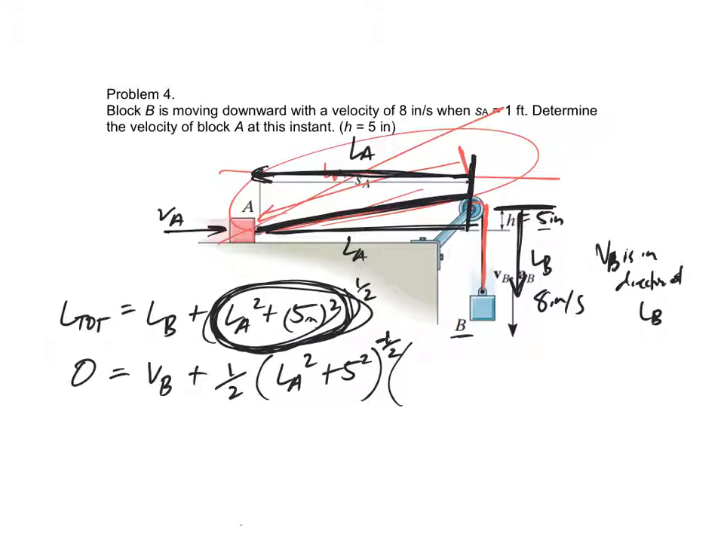Well, derivative of LA squared plus 5 squared, derivative of 5 squared is 0. It's a constant. But the derivative of LA squared is, derivative of something squared would be 2 times that. And I need to take the chain rule again and take the derivative of what's inside of this parentheses. Right? I kind of have 2 big parentheses. I have this function that's raised to the 1/2 power. I'm taking its derivative, and inside the chain rule, I have this LA, which I have to take its derivative also. The derivative of LA is VA.